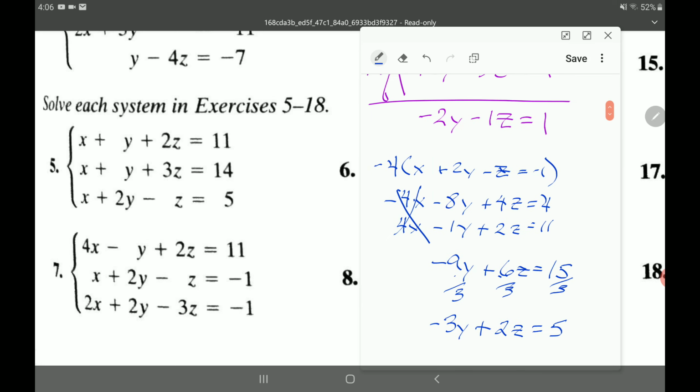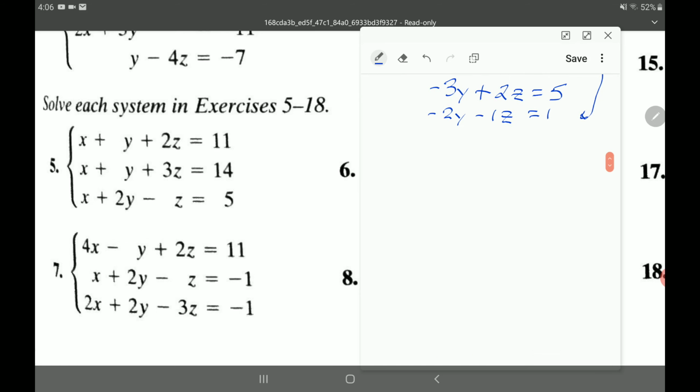So I'm going to bring down this equation, -2y minus 1z equals 1. That's what I'm going to be dealing with now, and I've got to solve for one of these. Again, what I want to do is probably pick the easiest one, which is the z's. I'm going to get rid of the z's first and solve for y first. So that means I'm going to multiply this row by 2, so I get a -2z. And that's a 2, not a z. Let me change that. So 2.